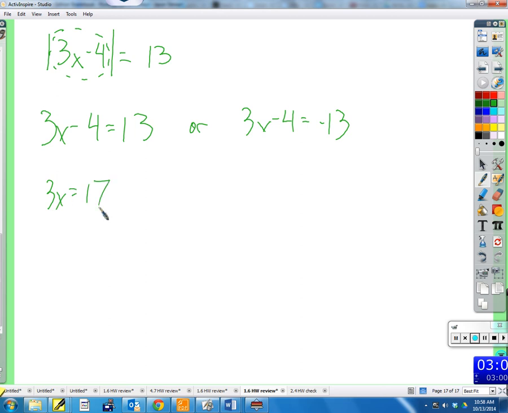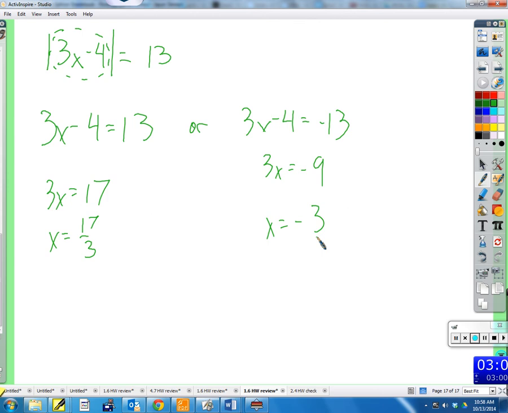3x is equal to 17, so x is equal to 17/3. Or 3x is equal to negative 9, and x is equal to negative 3. You could have made it work out if you made it plus 4. Plus 4? Yeah, because we had a minus 4 from 13 and divided 9 by 3. That would have made it negative 17. We would have just the opposite.